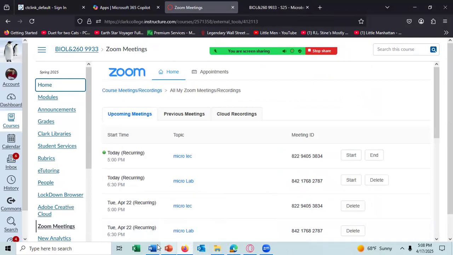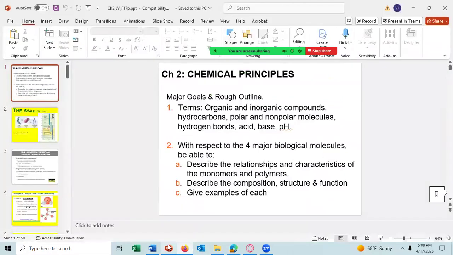All right, where do we have chapter 2? There we go. Chapter 2, as is normal, I gave you an introductory slide telling you the major goals and a rough outline. So obviously, always know the terms of a chapter. What's an organic compound? What's an inorganic compound? What are hydrocarbons? What are polar and nonpolar molecules? What are hydrogen bonds? What are acids? What are bases? And what is the pH?